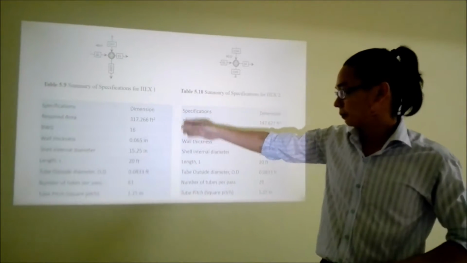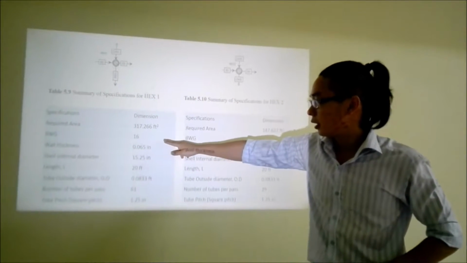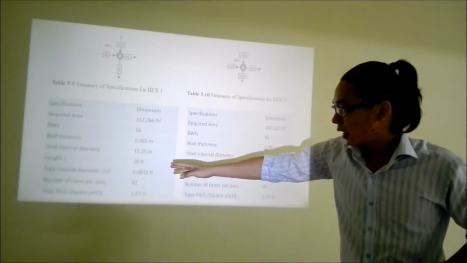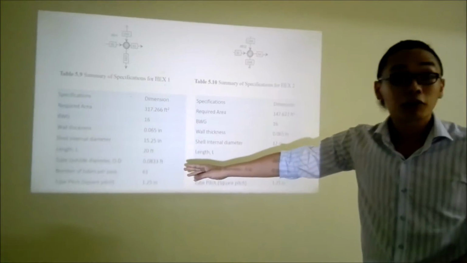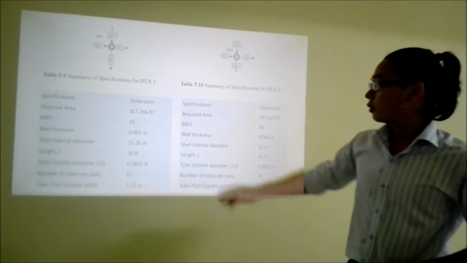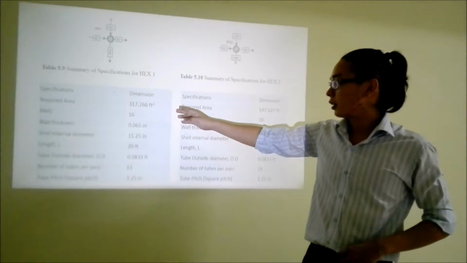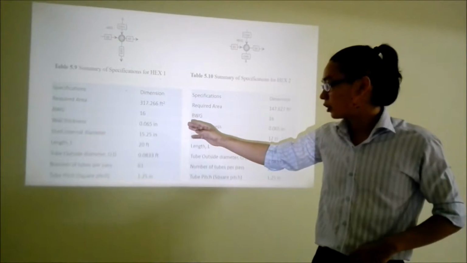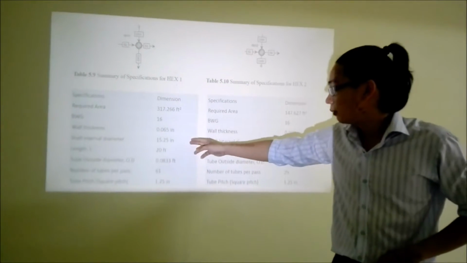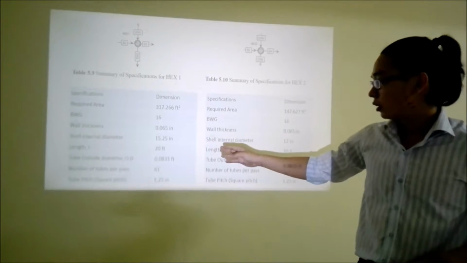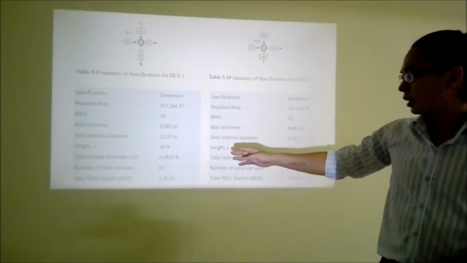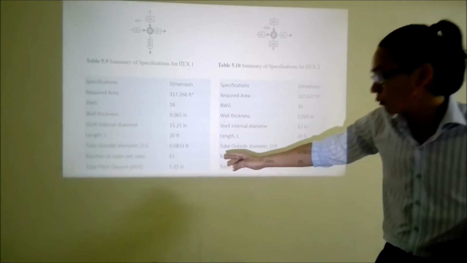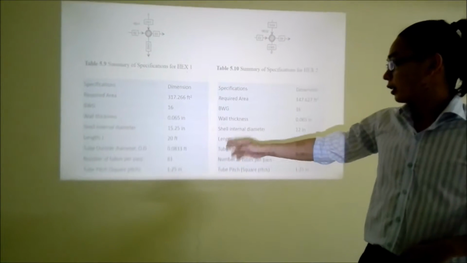For the heat exchanger 1, we calculate the area and we get the BWG, wall thickness, shell diameter, length, outside diameter, number of tubes per pass and tube pitch. So for the heat exchanger 1, the required area is 317 feet square, BWG 16, wall thickness of 0.065 inches, shell internal diameter of 15.25 inches, length of 20 feet, outside diameter is 0.0833 feet, number of tubes per pass is 61, and the tube pitch is 1.25.